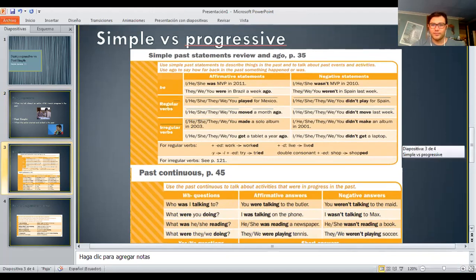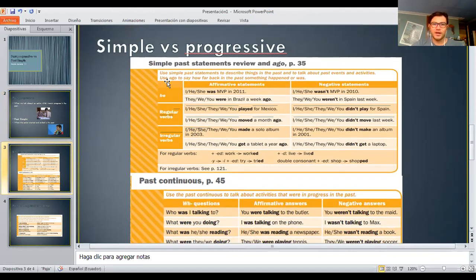So, here we go. As you can see here, we have simple past statements, review, and echo. So, I'm going to put these diapositivas, voy a poner estas diapositivas into the Moodle platform. So like this, you are going to check again. Vamos a chequear de nuevo.